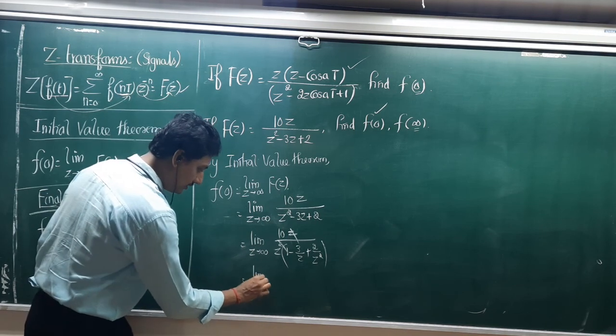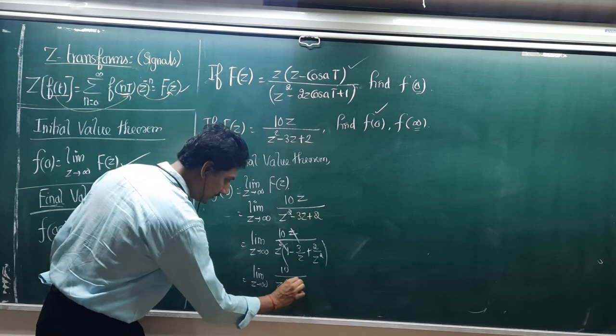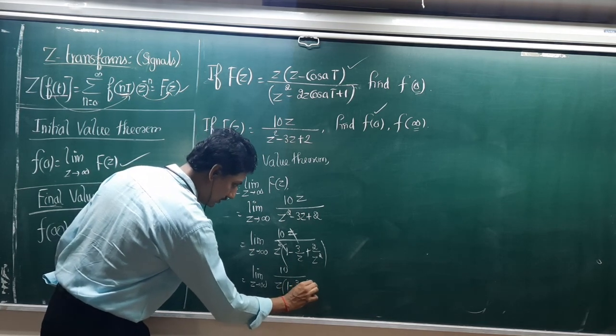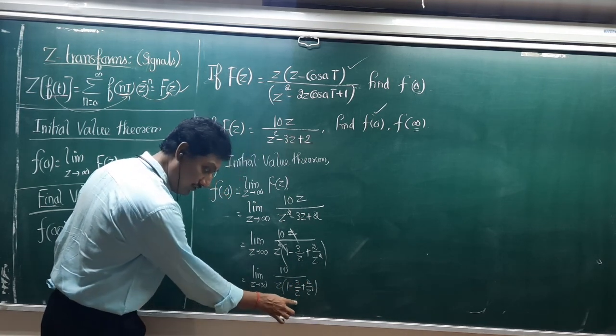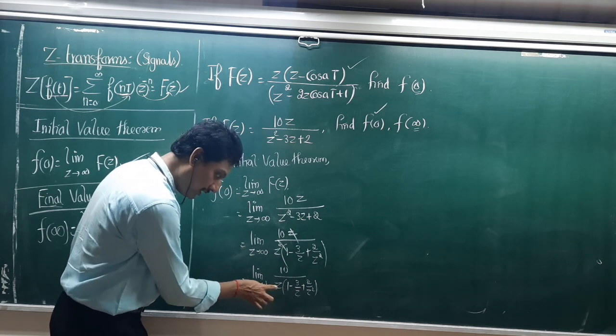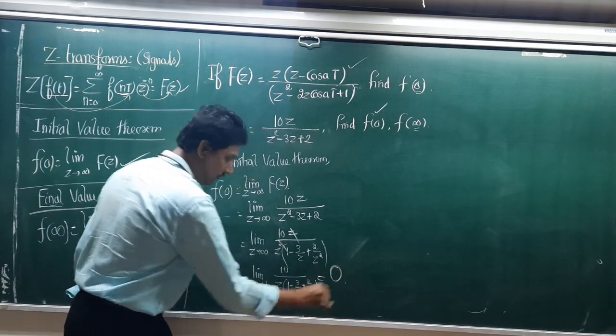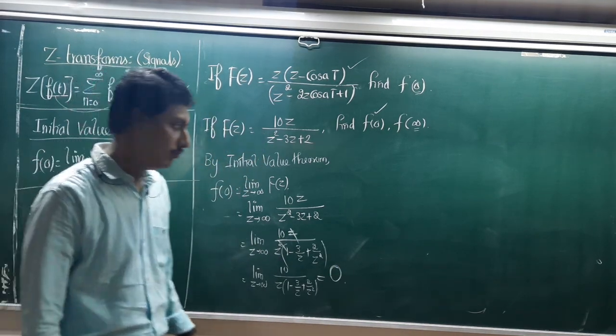So limit z tends to infinity, 10 by z into 1 minus 3 by z plus 2 by z squared. When we substitute z tends to infinity here, 3 by infinity is 0, 2 by infinity is 0. This is 1, no problem. But here, 10 by infinity, anything by infinity is 0. So the answer is 0 for the f of 0.